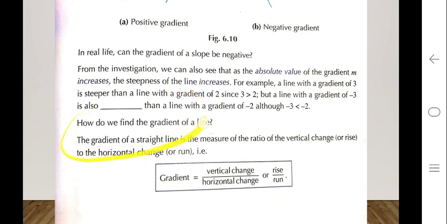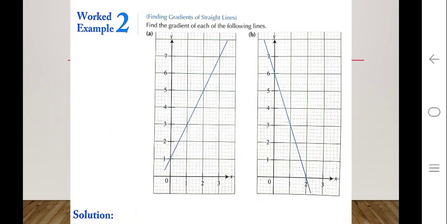Now, the question is, how do we determine this? Like, how do we know that the gradient of a line is 3 or is 2, right? So how do we find the gradient of the line? Gradient of a straight line is the measure of the ratio of the vertical change or rise to the horizontal change or run. Vertical change over horizontal change. In shorthand, it is rise over run.